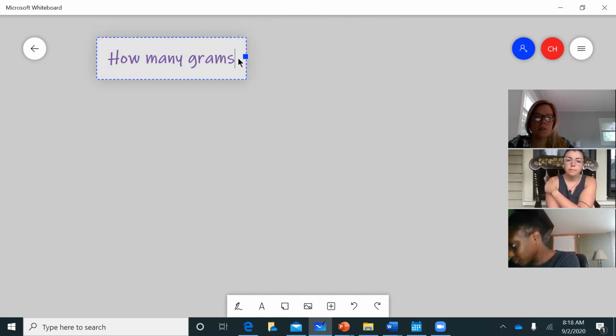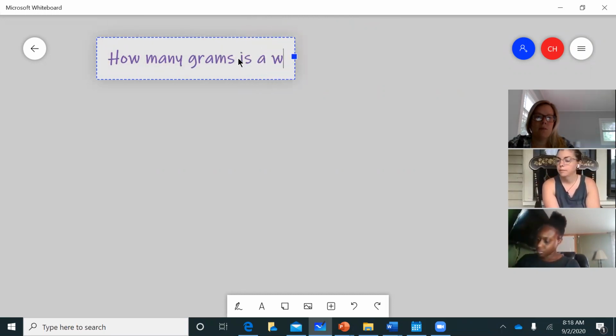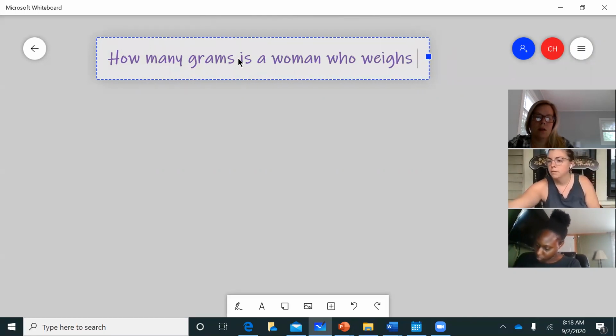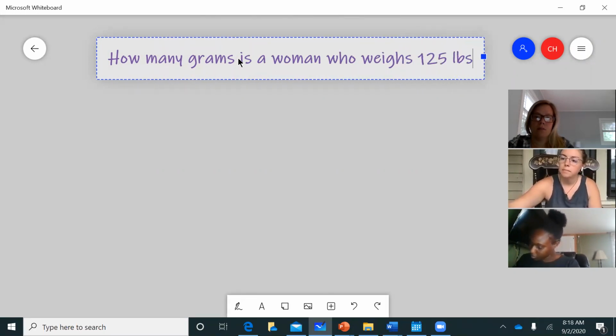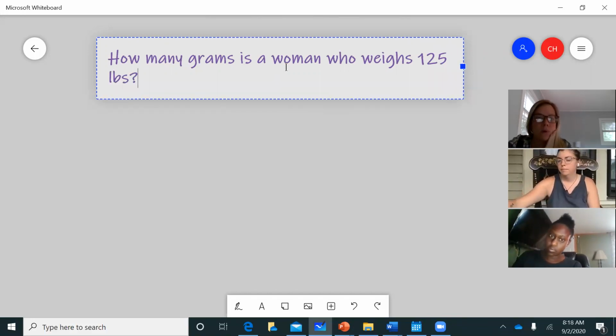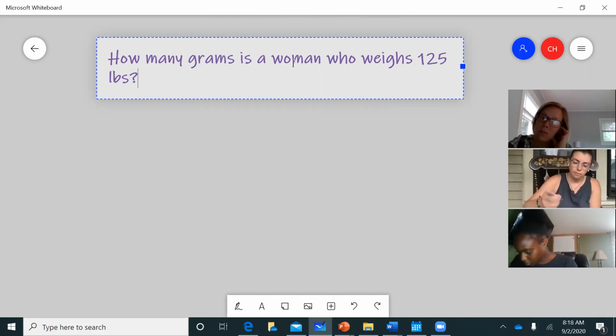How many grams is a woman who weighs 125 pounds? Okay. How many grams is a woman who weighs 125 pounds?